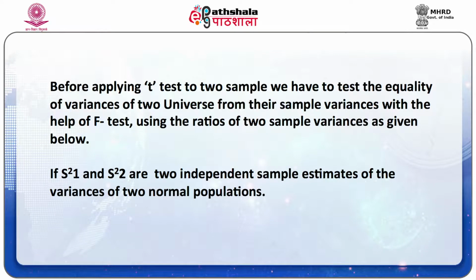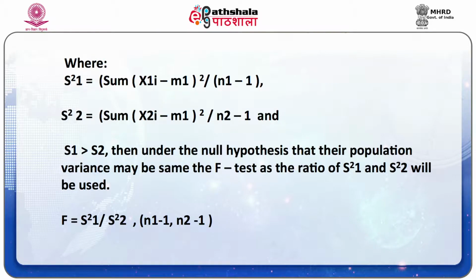If S1 and S2 are two independent sample estimates of the variances of two normal populations, where S1 square and S2 square are as shown here, and we denote the larger value of S as S1 so that S1 is greater than S2, then under the null hypothesis that their population variances may be the same, the F-test is the ratio S1 square divided by S2 square, with degrees of freedom n1 minus 1 and n2 minus 1.